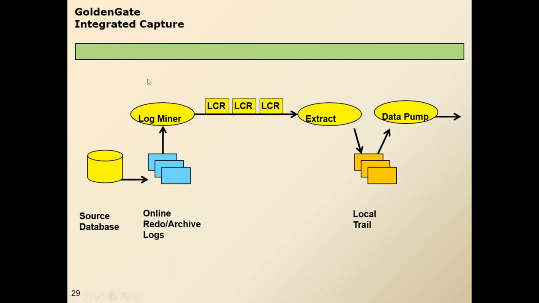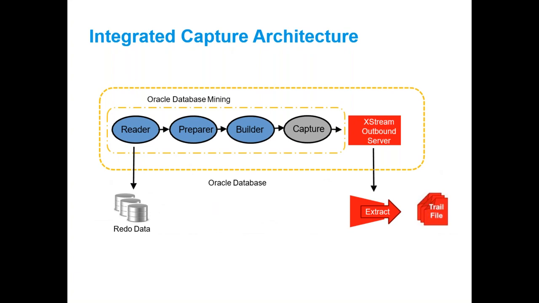So that is why your integrated capture is faster than classic capture. Another thing is the architecture of integrated capture. Whenever you configure any integrated capture, there are 4 processes which are created at the database level: a reader, preparer, builder, and capture. Internally, all these run, which makes integrated capture much faster.